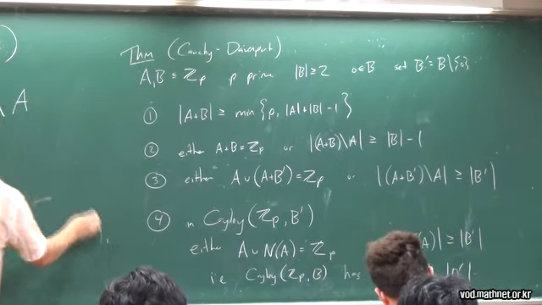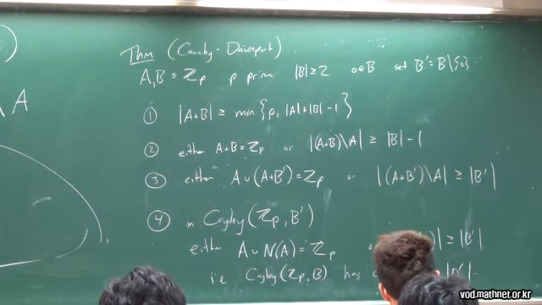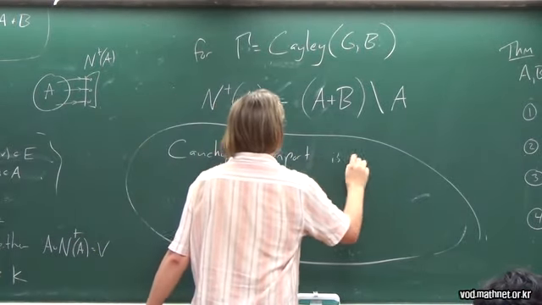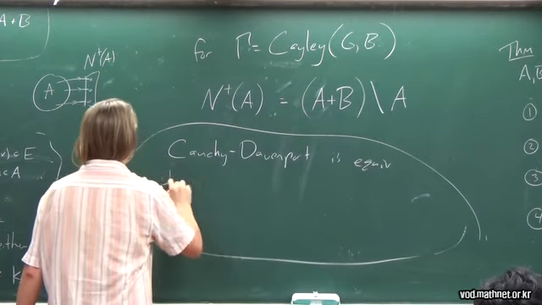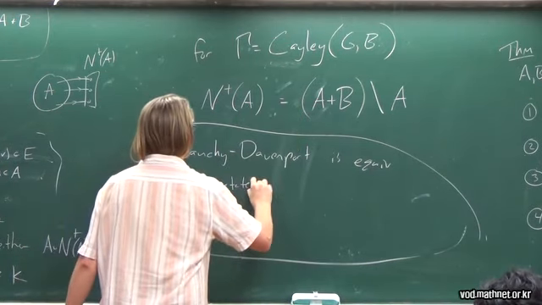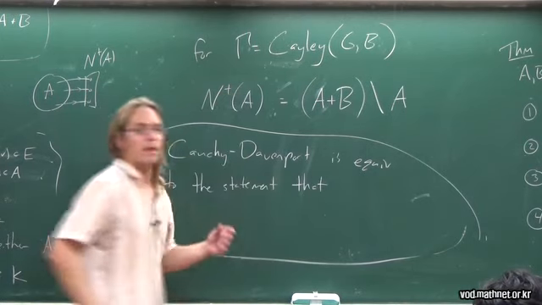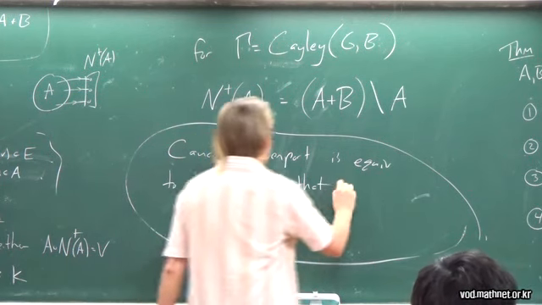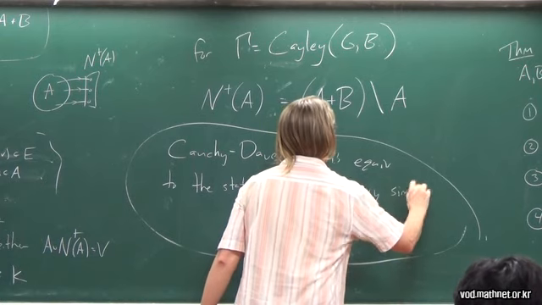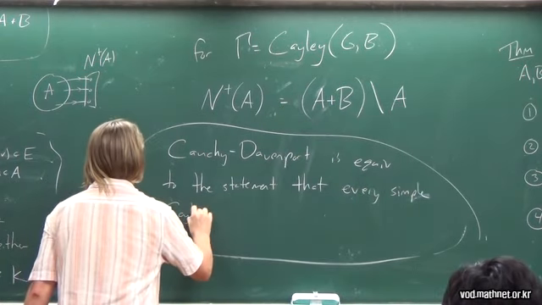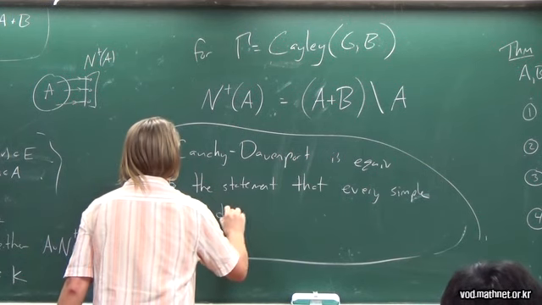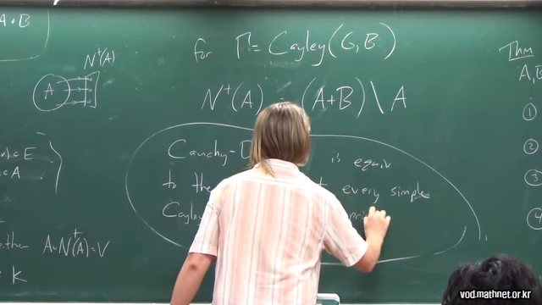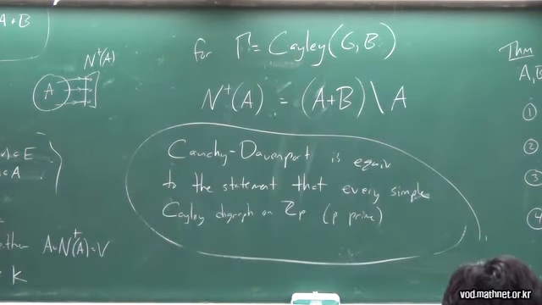So the big upshot here is Cauchy-Davenport is equivalent to the statement that every simple Cayley graph, maybe I should say digraph, on Z_p, where p is prime, has connectivity equal to its out degree.